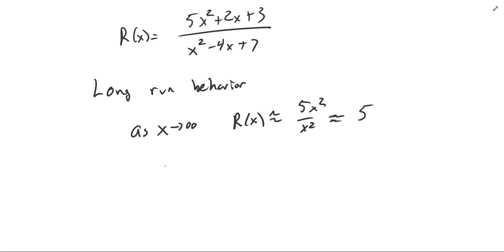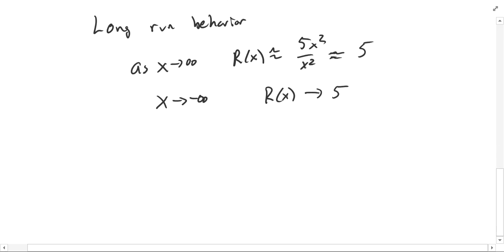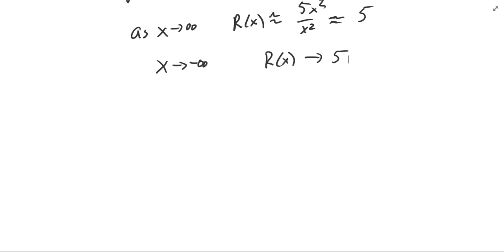And it really doesn't matter in this case whether x goes to positive infinity or x goes to negative infinity, because you're squaring that number. If it's a really large negative number and you square it, it turns out to be a positive number anyway. So you're looking at 5 times a really large number divided by that same number, so it's going to approach 5. So as x tends to infinity, or as x goes to negative infinity, r of x approaches 5.